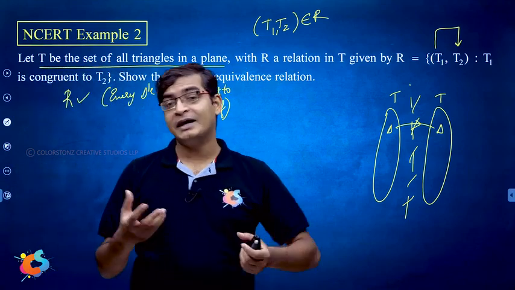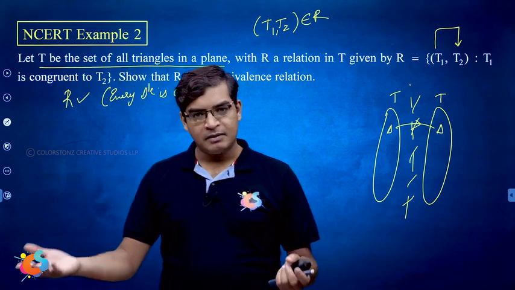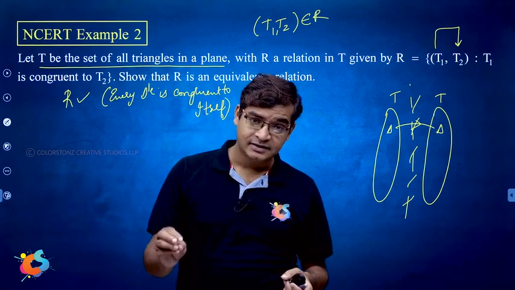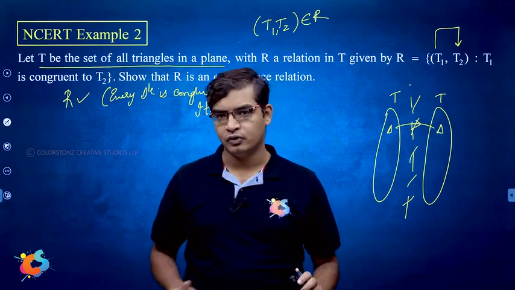Transitive means, will it be transitive? You only tell me. Okay. So T1 comma T2 belongs to R and T2 comma T3 belongs to R. Then T1 comma T3 should belong to R.